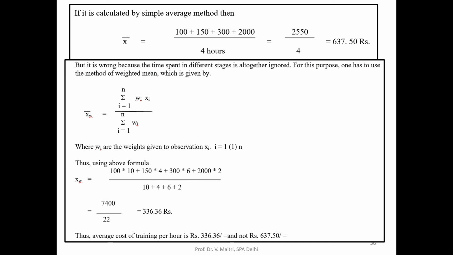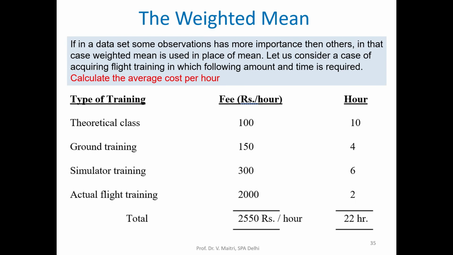If we calculate by the simple average method, 100 rupees plus 150 plus 300 plus 2000, divided by 4, because for 1 hour we are paying 100 rupees, 150 rupees, 300 rupees, 2000 rupees per hour, it comes out to be 637 rupees 50 paisa, because we are ignoring the important part of this data. So for that purpose we have to use the weighted mean. In this case the highest weight is being given to actual flight training.